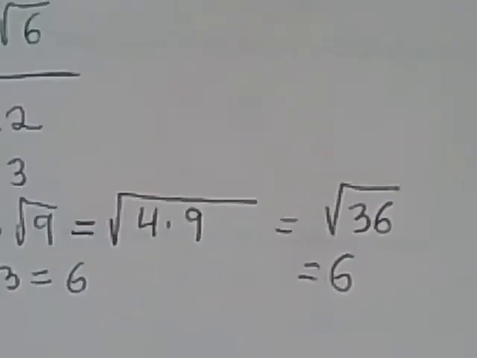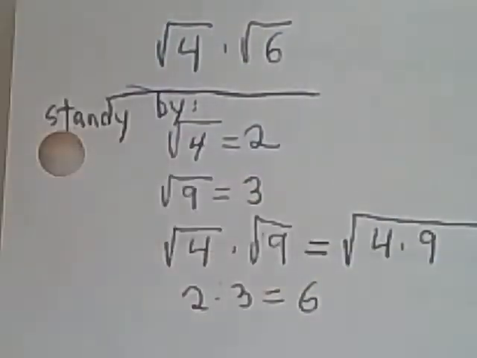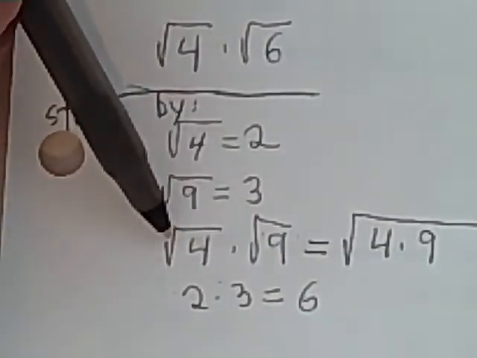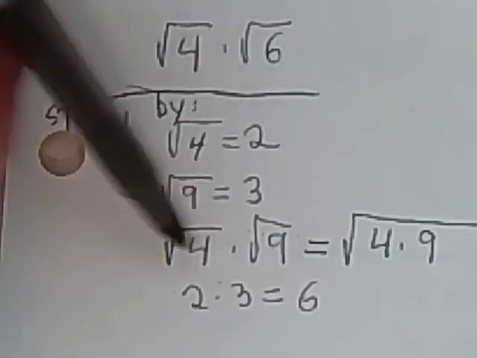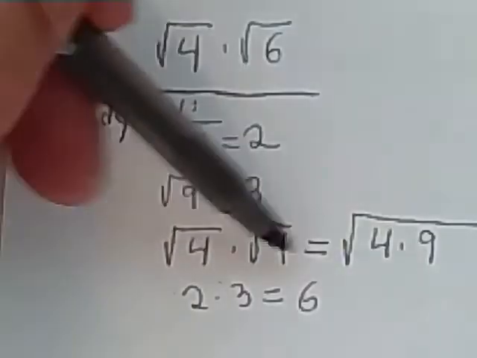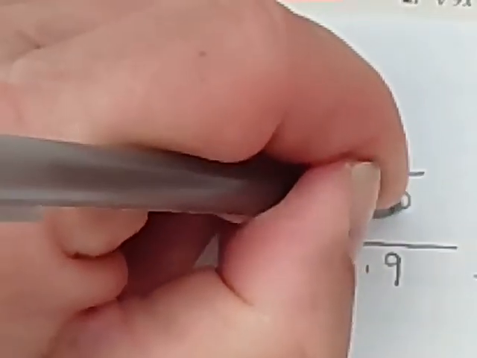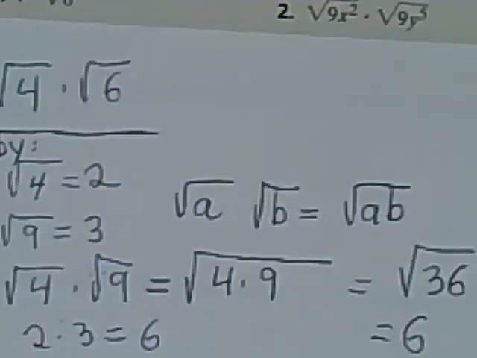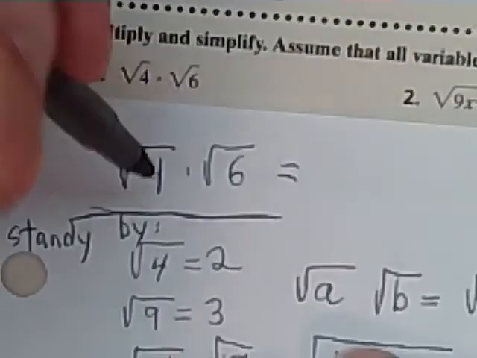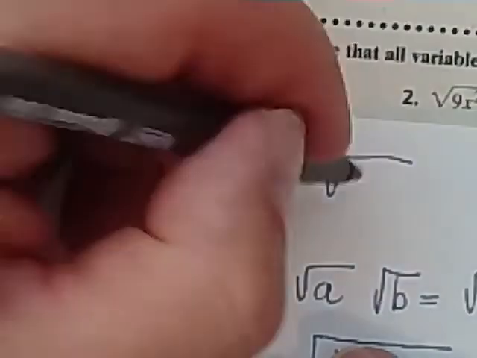So what I'm trying to show you in this example is that this math operation is allowed as long as the index is the same value. In this case, they're both square roots. You can rewrite it this way. In other words, the square root of A times the square root of B is equal to the square root of A times B. So back to problem number 1, the square root of 4 times the square root of 6 is equal to the square root of 24.